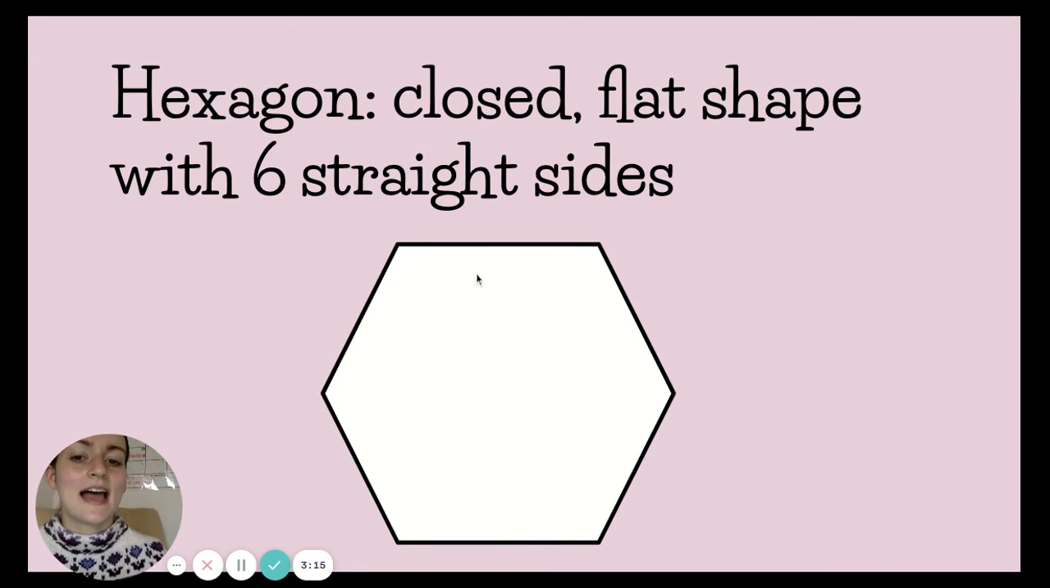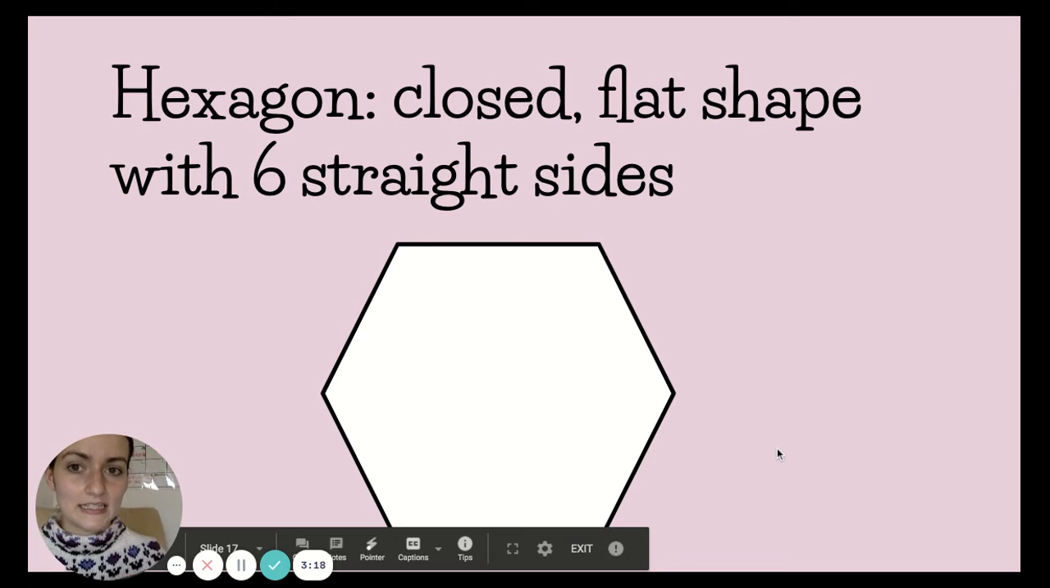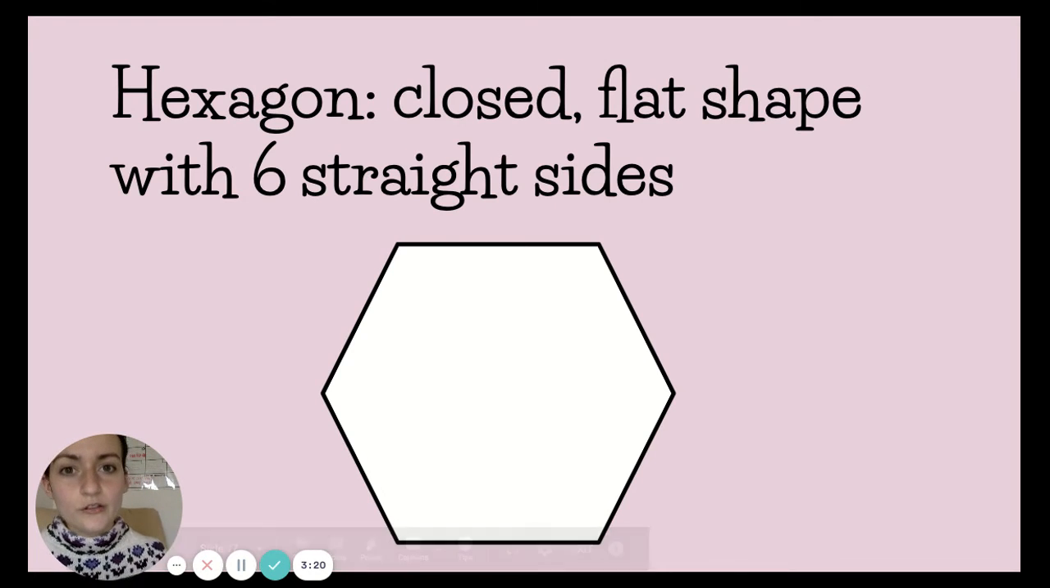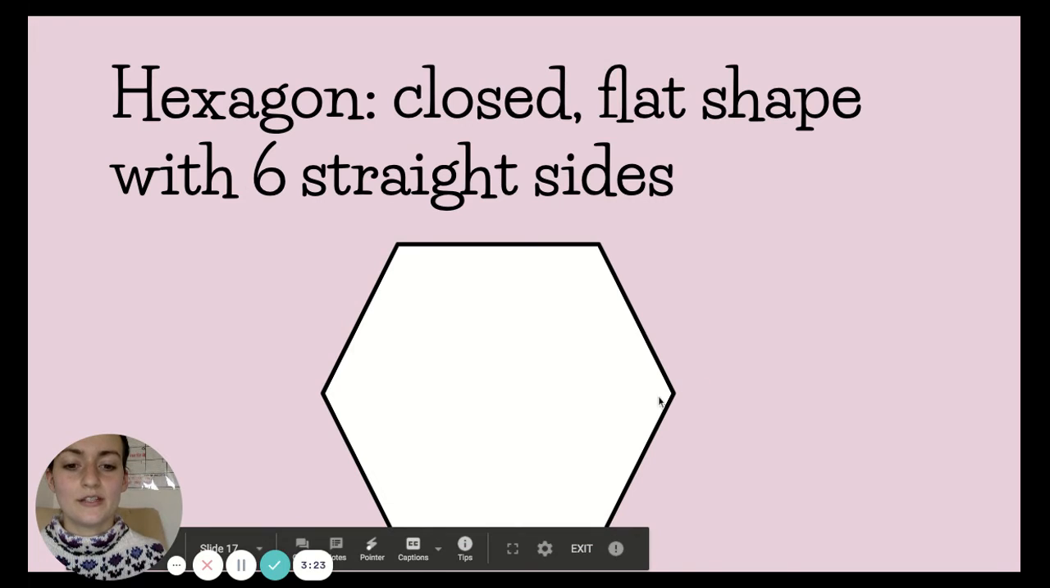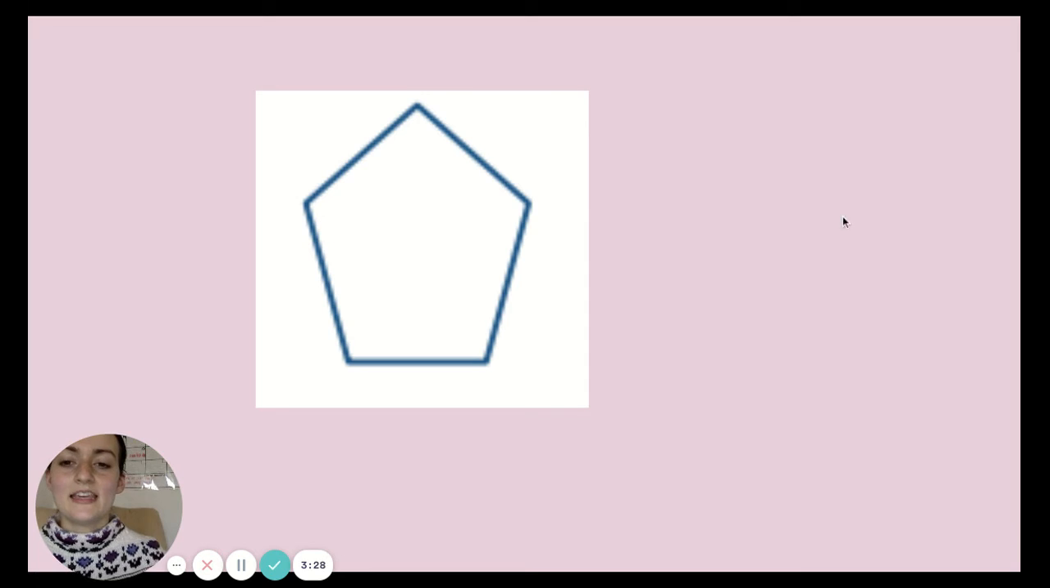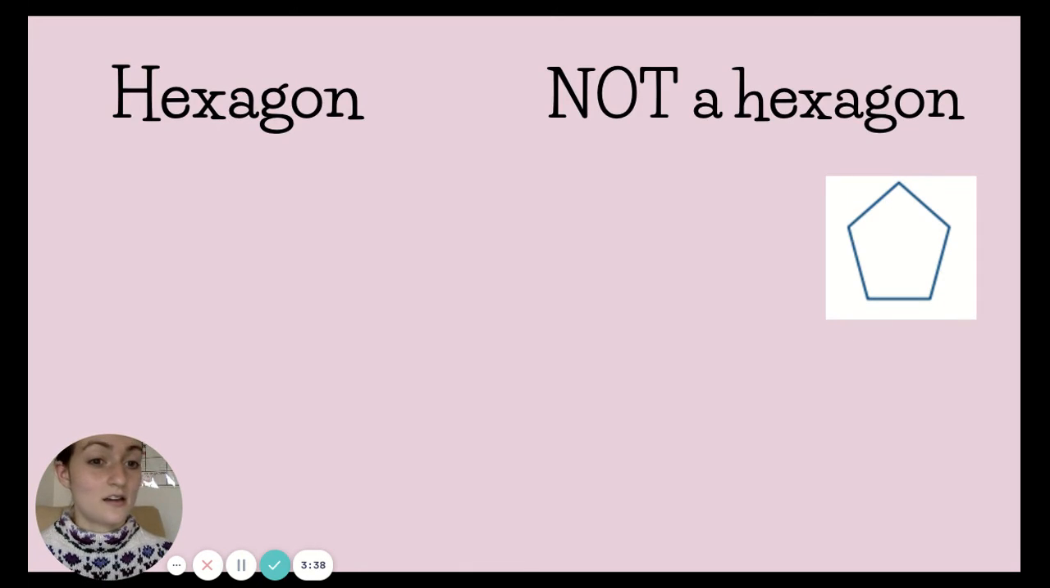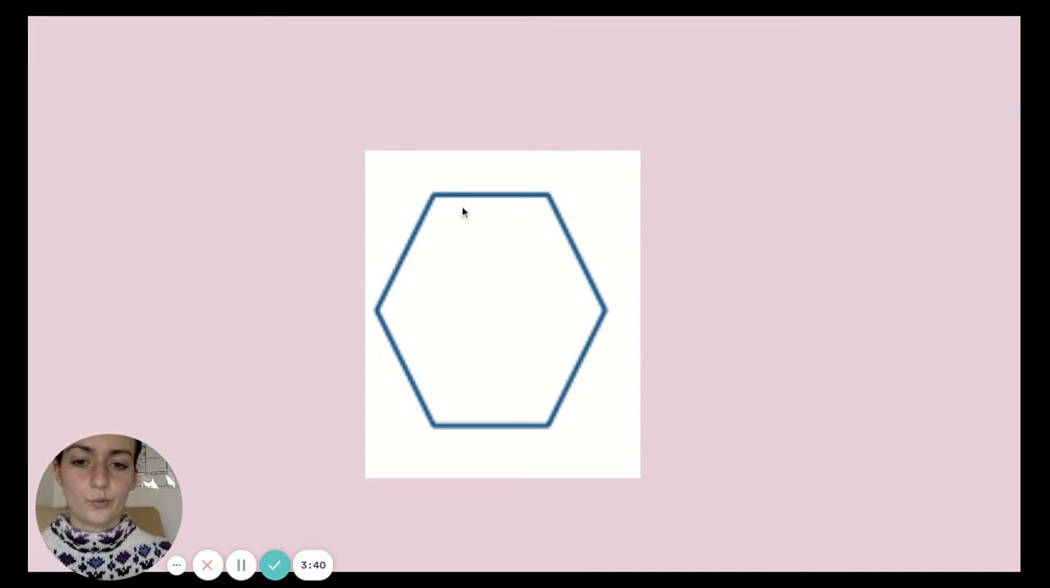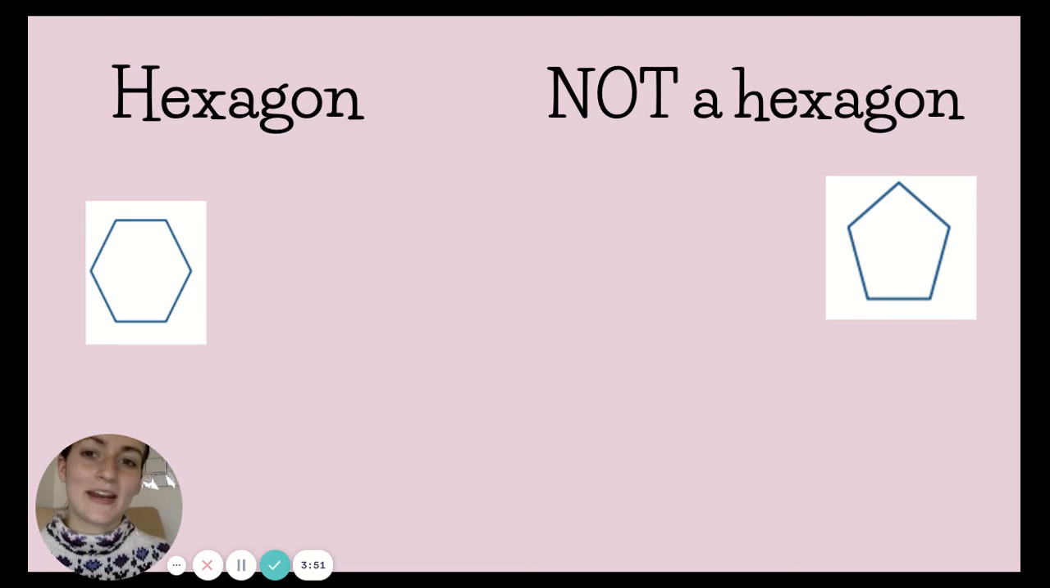Okay, now let's start talking about hexagons. Remember, hexagons have 6 sides that are all straight and they're flat. It's a closed shape. It also has corners, 1, 2, 3, 4, 5, 6. So let's see. This shape has 1, 2, 3, 4, 5 straight sides. Ooh, it only has 5 sides, so that is not a hexagon. This shape right here has 1, 2, 3, 4, 5, 6 sides. They're all straight. It's a closed shape. It's flat. Guess what? I think we found a hexagon.